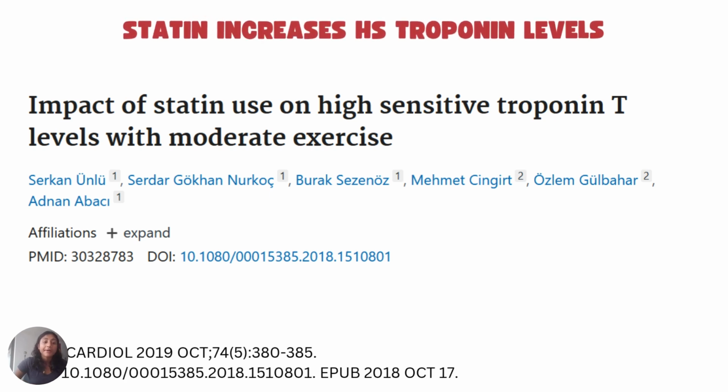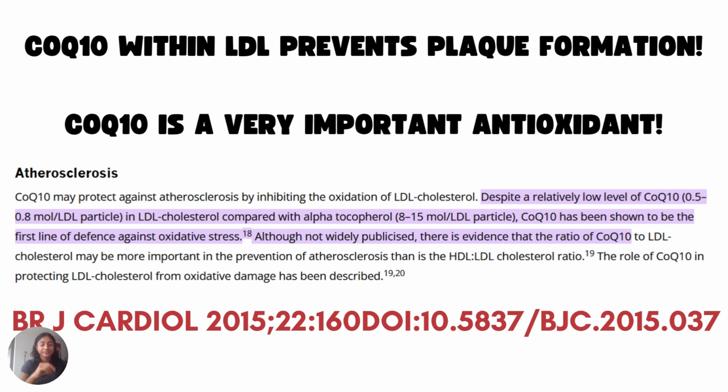There is also evidence that statins increase troponin levels with exercise, because if your muscles are getting destroyed, your exercise tolerance comes down as well. This study has shown that troponin levels actually increase. But this is a sensitive test. It is not done regularly in clinical practice, which is quite convenient.